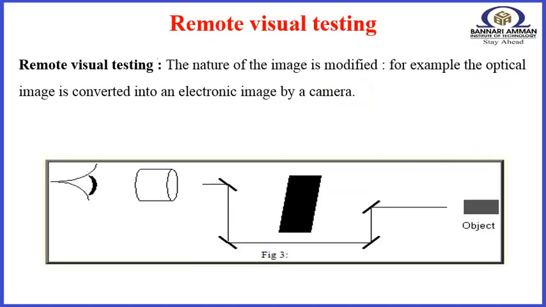Remote visual testing. The nature of the image is modified. For example, the optical image is converted into an electronic image by a camera. Remote inspection can be performed in locations that would be hazardous to human operators, such as engines, furnaces or high radiation areas of nuclear power stations, where thorough use is made of visual testing during plant shutdowns to test many critical components under high stress, such as nozzle junctions with the vessel cladding on nozzles.